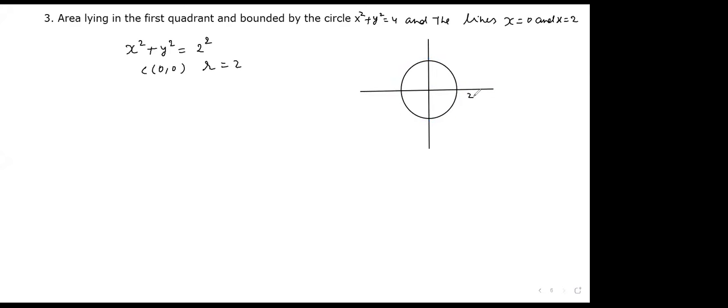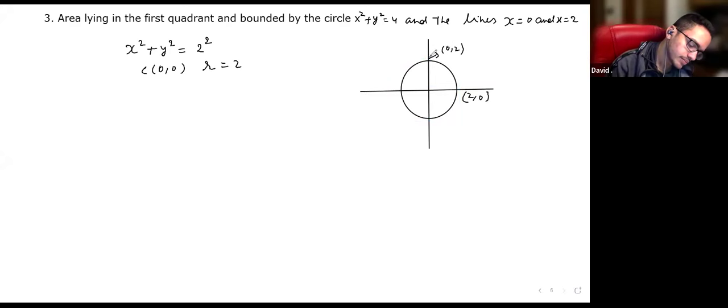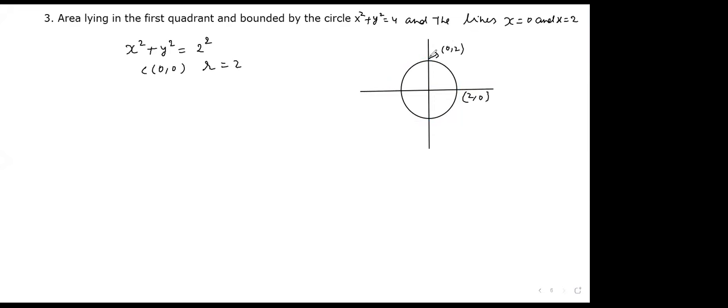This will be 2 comma 0. Obviously this is 0 comma 2. Now the area lying in the first quadrant bounded by the circle and the lines x equals to 0 and x equals to 2. x equals to 0 is the equation of the y-axis. The equation of the y-axis is always taken as x equals to 0. And x equals to 2 is this line. So basically you have to find this area.